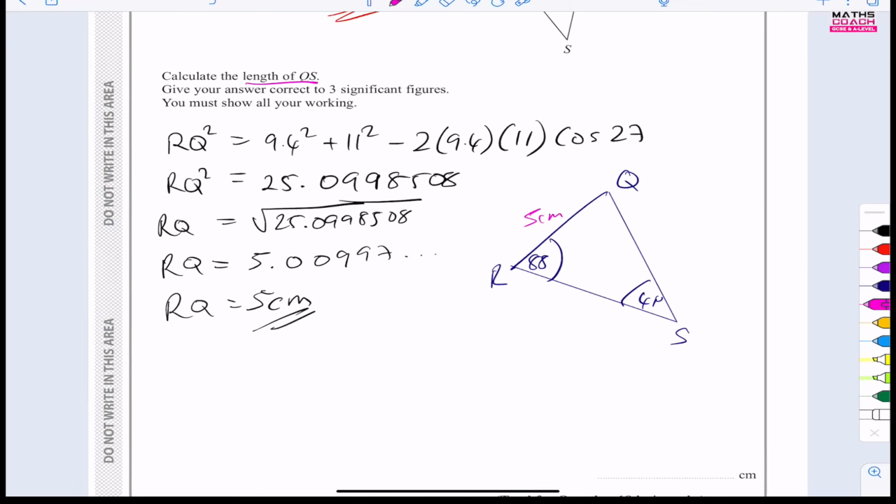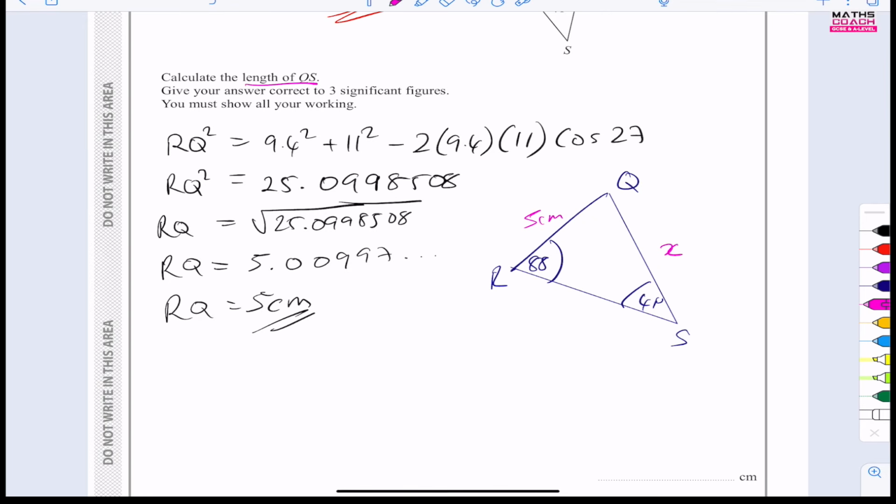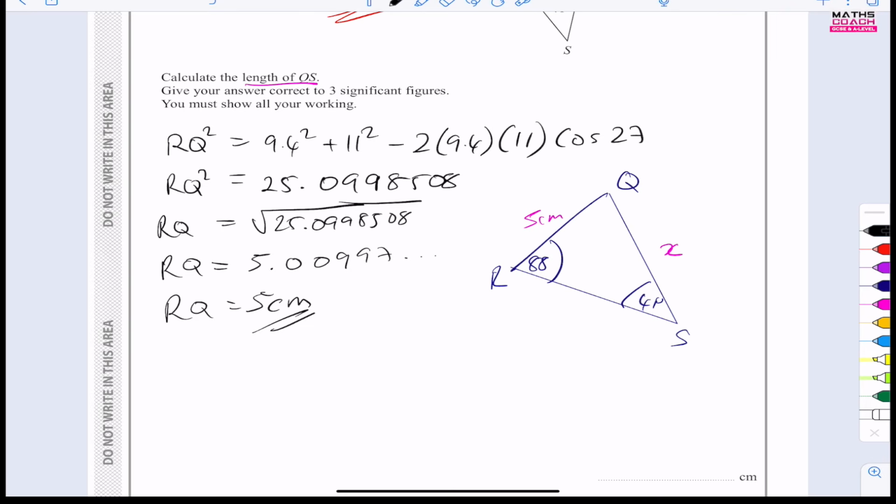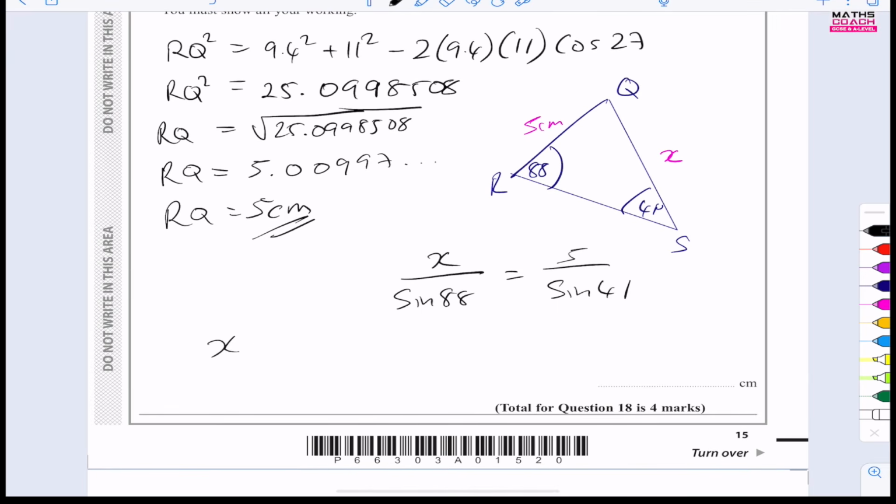All right, so what rule do I need to work out this side here? Well, this is going to be using the sine rule. We have opposite pairs right there. So the sine rule: x over sine 88 is equal to 5 over sine 41. And we rearrange that in terms of x. So it's going to be 5 times sine 88 over sine 41. And that gives us a value of x of 7.62 to 3 significant figures.